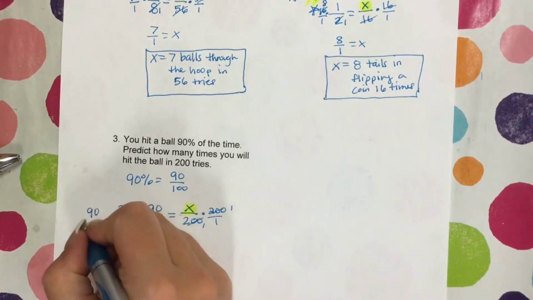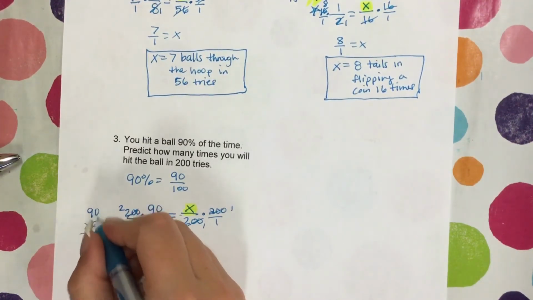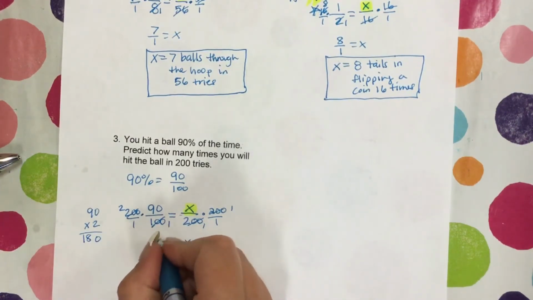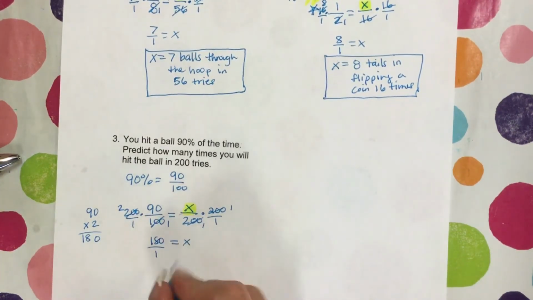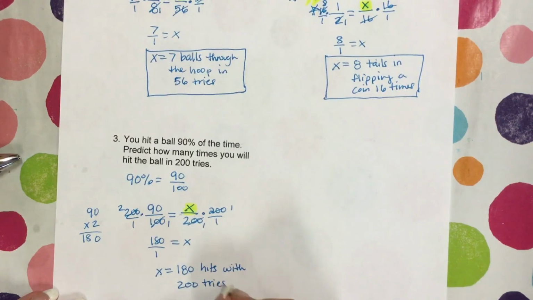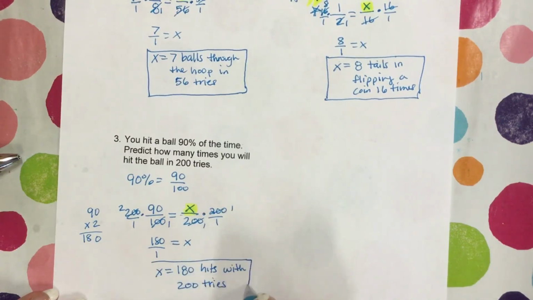So I'm going to go off to the side. I'm going to go 90 times 2. 2 times 0, 0. 2 times 9 is 18. So we end up with 180 over 1 times 1, which is 1, which means it's 180 times. So we would have 180 hits with 200 tries. That's a lot of hits. That's pretty good.